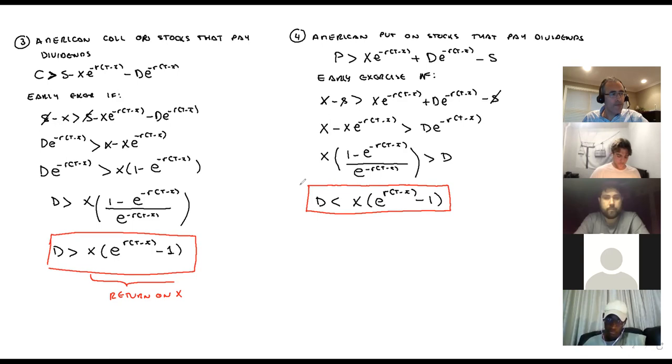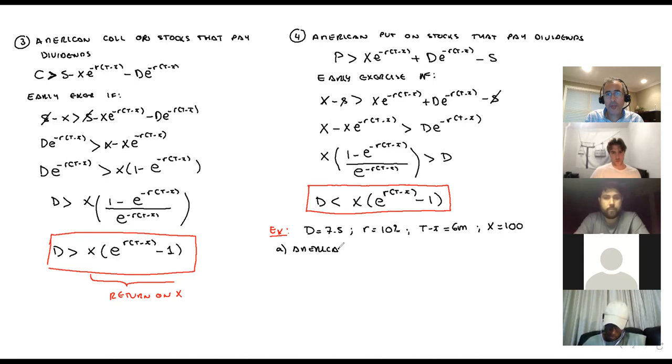Let's do one example. Let's assume that D equals 7.5. Let's assume that r equals 10%. The agreement is going to last for 6 months. Let's assume that X equals 100. And let's assume that you have an American call, obviously on a dividend-paying stock.